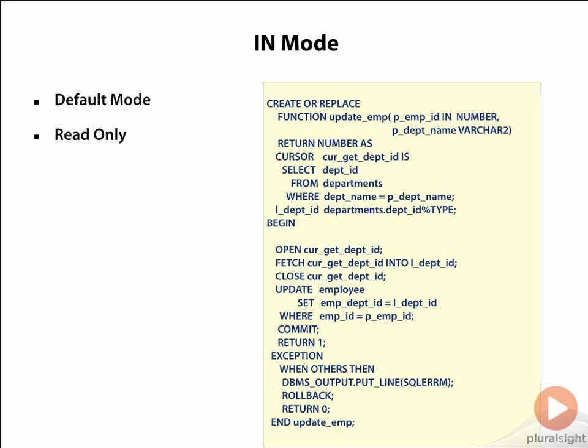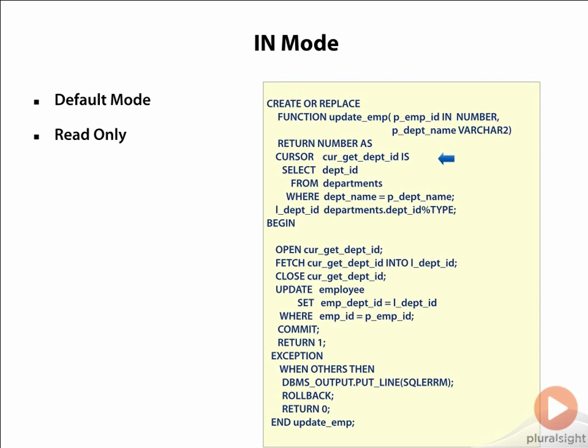So in this code snippet, we have declared a function update_emp, which takes in two parameters, pempid with the in mode specified of type number and the pdptname of type varchar2. Notice I have not specified the mode here, and so it defaults to the in mode. The function returns a number.